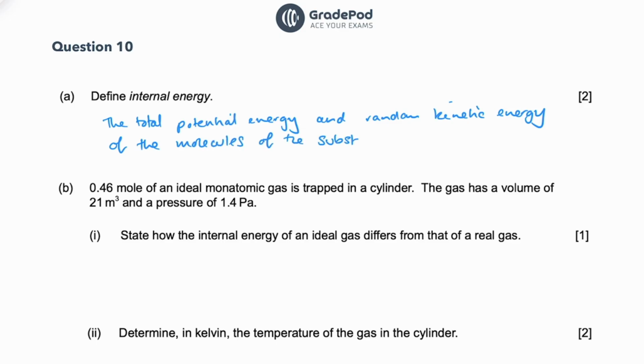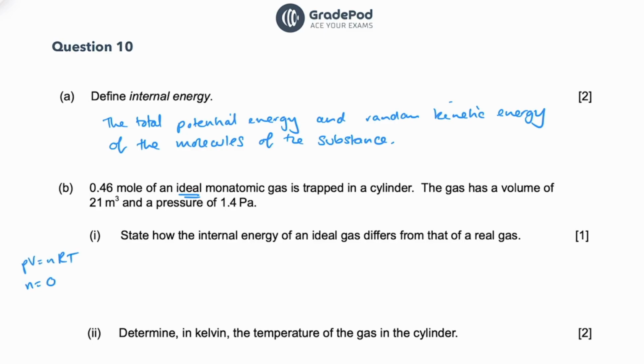And that is the definition of the internal energy for a real gas. An ideal gas is slightly different, and I think this question might go into that in a moment. B1. Well, let's read out what B says. 0.5 mole of an ideal monatomic gas. Okay, so we're looking at an ideal gas, so that means we can use this equation.